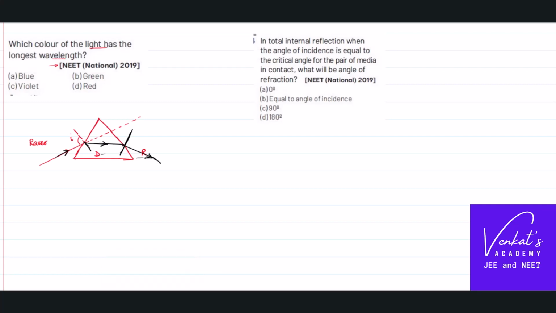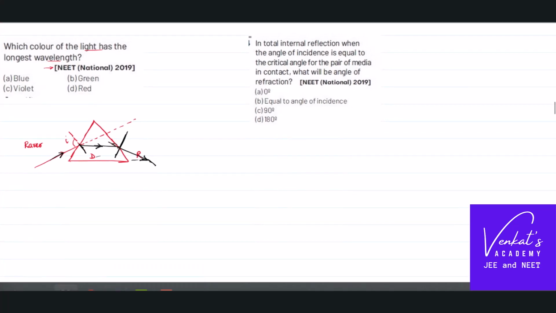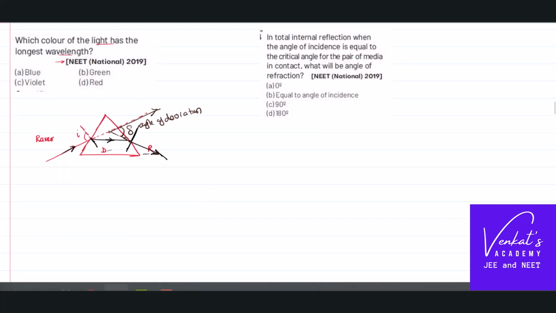You can check how much the deviation is by extending the emergent light ray backwards onto the incident light ray. This is supposed to go like this, but it has gone like this, so this is the angle of deviation. So light rays get deviated when passing through denser media, different media. But how much it deviates depends on the nature of that medium. It is found that among all the colors, violet deviates most and red deviates least.